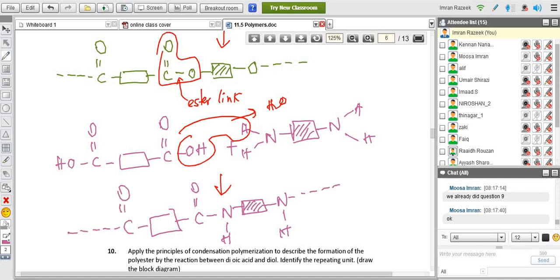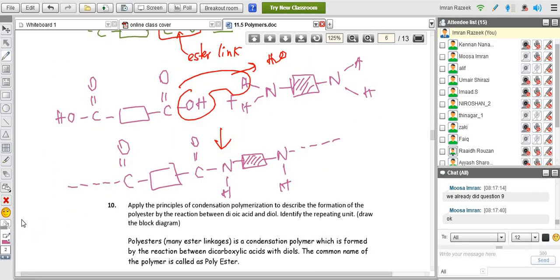The OH is removed on this side. So this is the amide or the peptide link, which we discussed in the last class. This is the amide or the peptide link. Clear? If you can identify and understand how these two linkages are formed during esterification and during amide formation, the formation of polyamide, which is a condensation polymer, then it will be easy for you to understand the details of the polymerization. Is it clear?